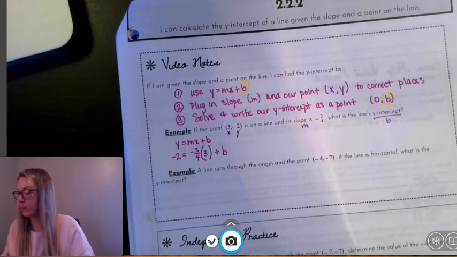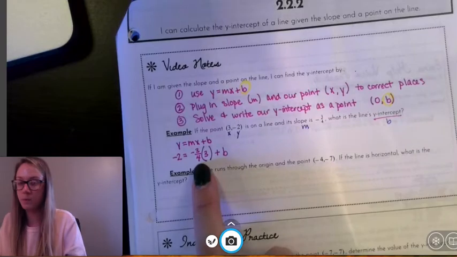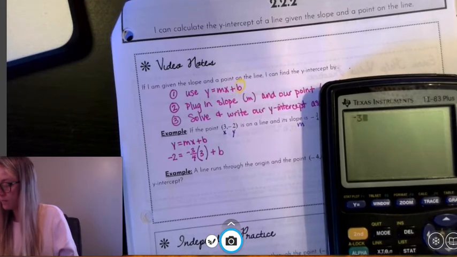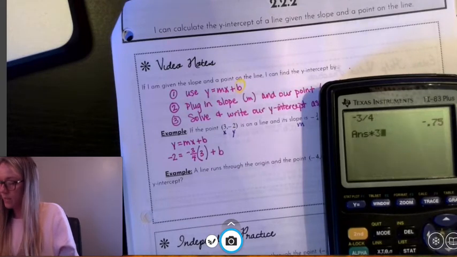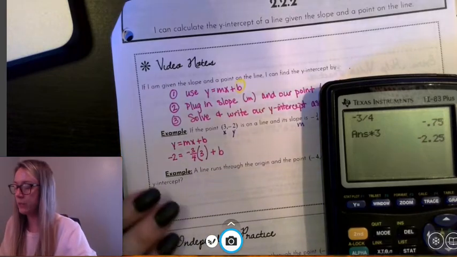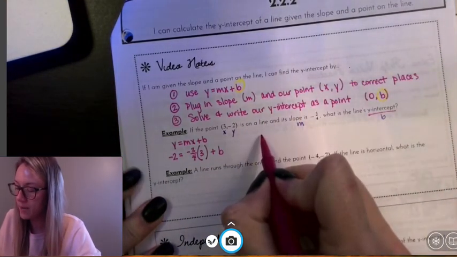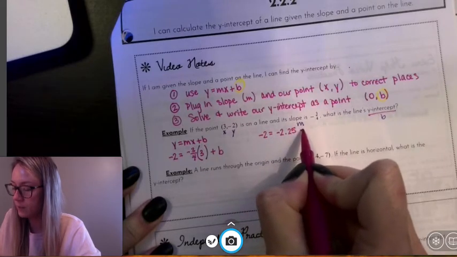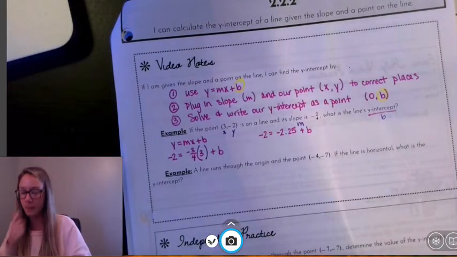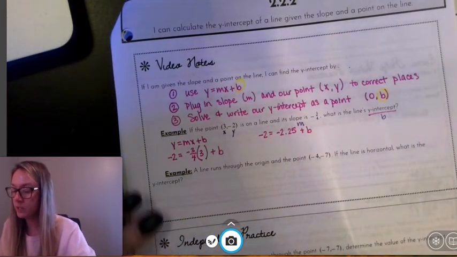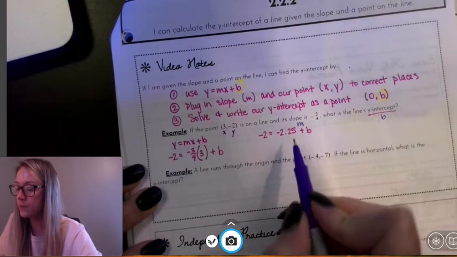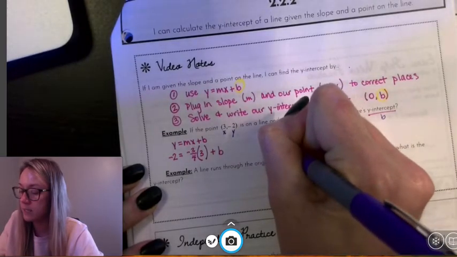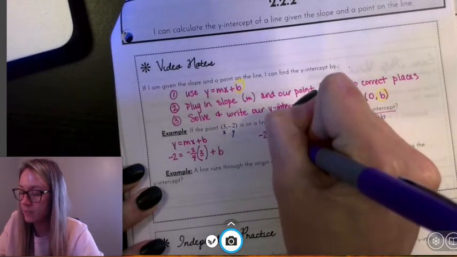So now I want to simplify what I have. And so to start, I'm going to multiply my fraction, negative 3/4 times 3, and I'm going to do that in my calculator. So I have negative 3/4 times 3, and I get a decimal of negative 2.25. So up over here, I have negative 2 equals negative 2.25 plus b. So now I just have to solve for b, so I'm going to get b by itself. So I'm going to move my negative 2.25 to the other side of my equal sign. Because it is negative, I want to add it to both sides.